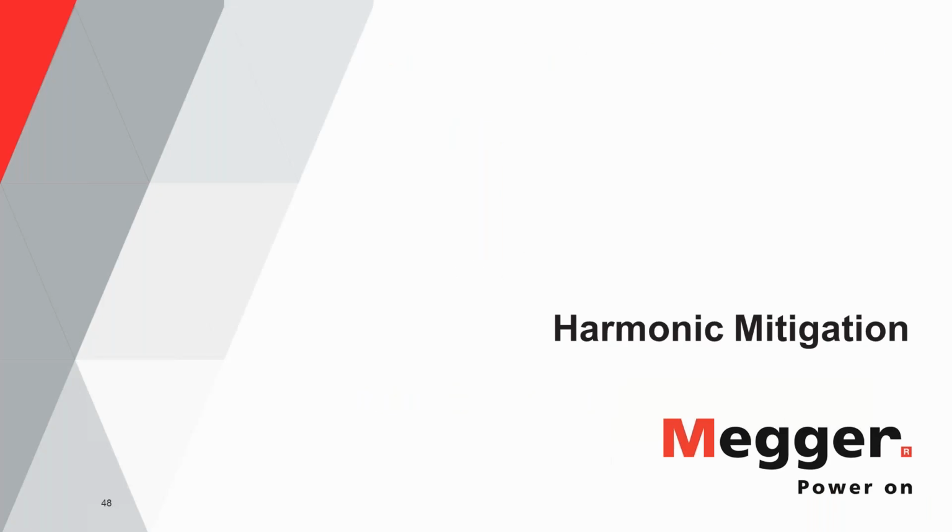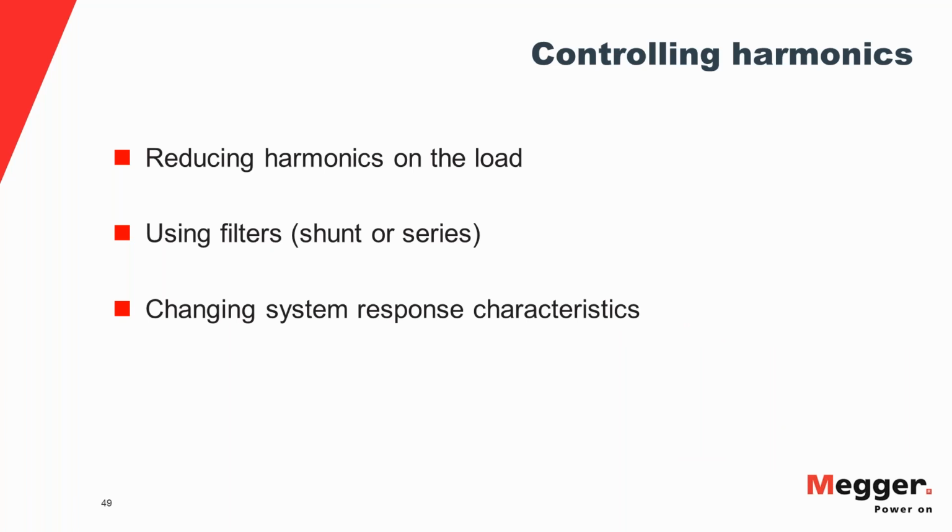Harmonic mitigation. So what are the different approaches to control harmonics? One is you can reduce the harmonics on the load itself, which is kind of limited. Most of the devices are designed to particular specifications. Take an overexcited transformer, for example. You can bring the excitation level down, and that would reduce the distortion in the current.